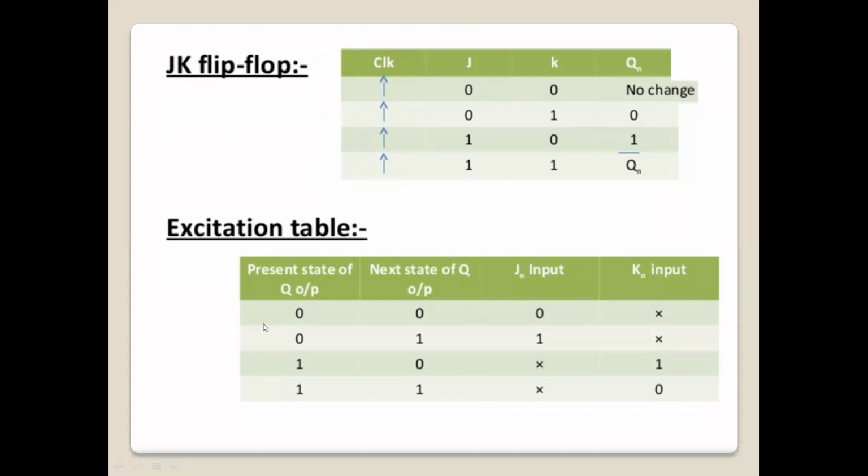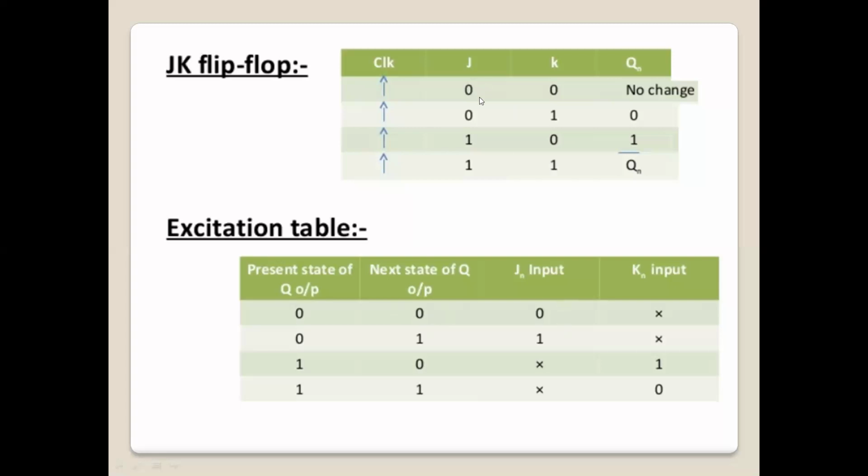In the excitation table, the first two columns show the outputs. According to the output, what input conditions can come, that is the excitation table. Here the first column is the present state, the second column is the next state. For these desired output conditions, what inputs can come, that is the excitation table. So if we look at the first condition, if present state is 0 and next state is 0, what all input conditions can come.